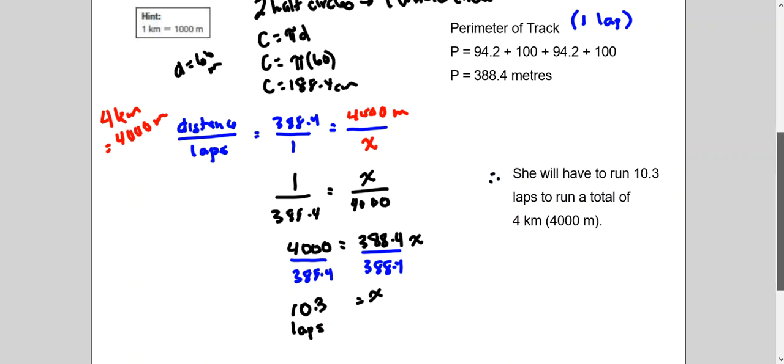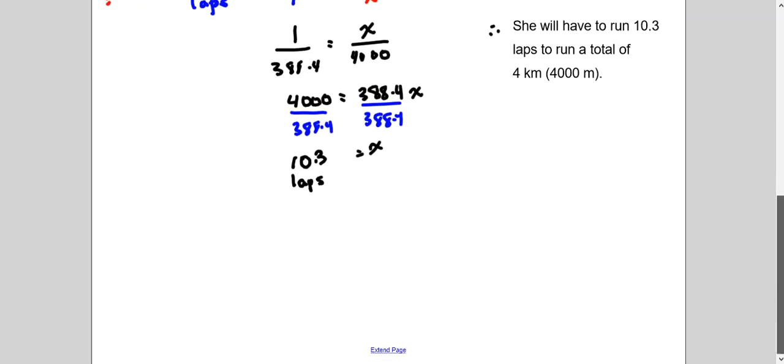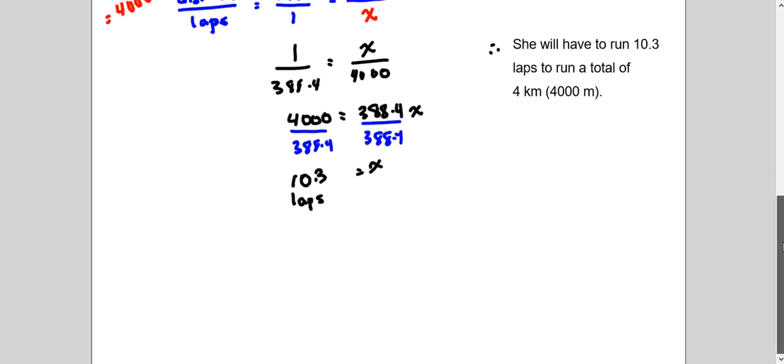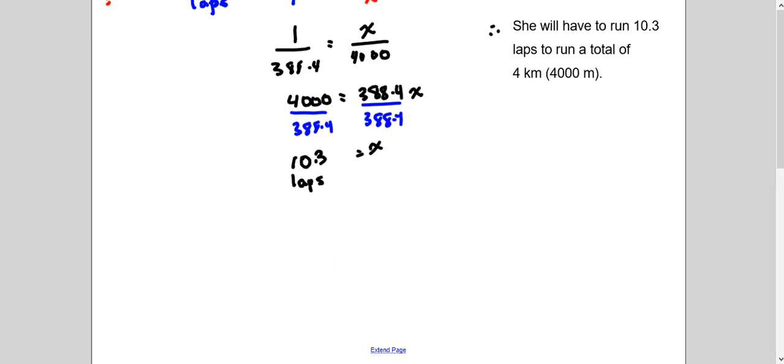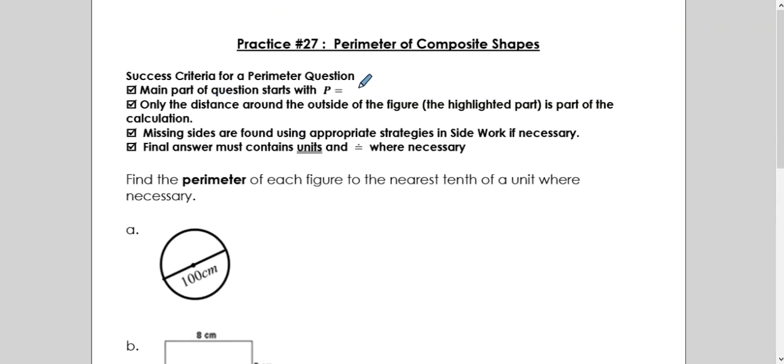Okay? But there's a common theme throughout this. All right? And the common theme is, and I'm going to go to the next page. The common theme is, start off with the equation with P. Only the distance around the outside is calculated. So you're only adding up the outsides. Missing sides are found using appropriate strategies. So your strategies could be Pythagorean theorem. Maybe it's half a circle, those types of things. All right. So give the work a go, but these are kind of the steps that you should be showing moving forward.